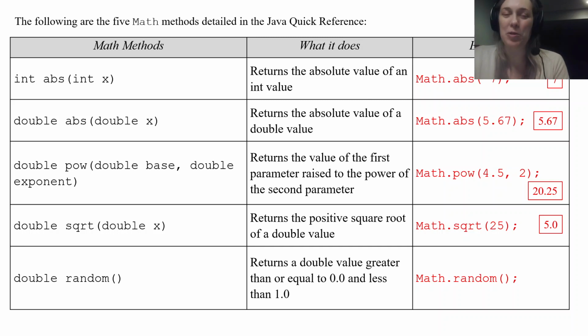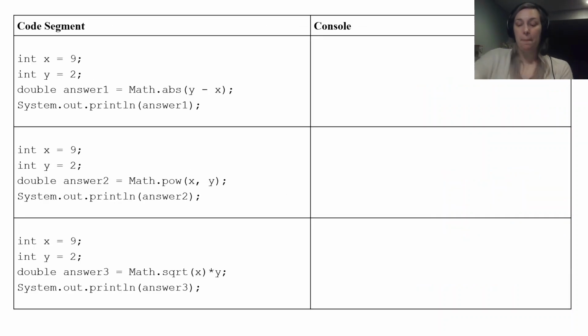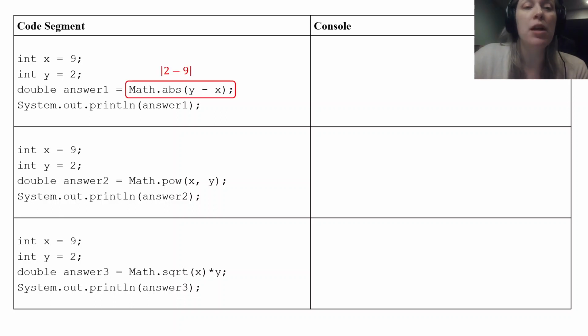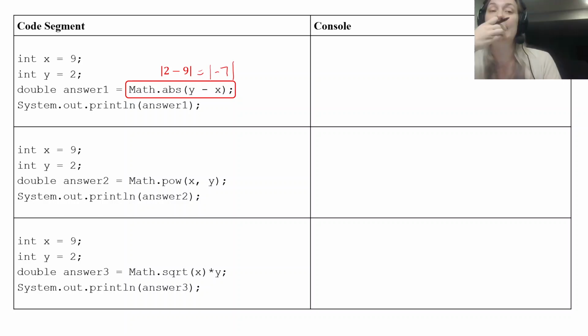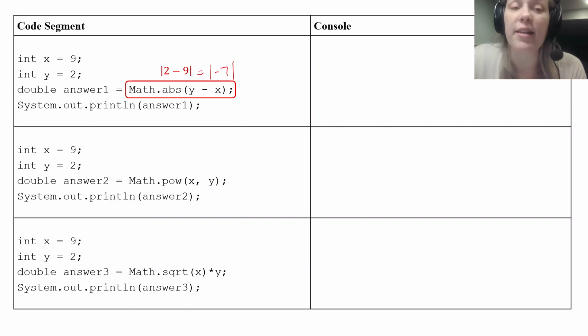But those are your math methods. Those are the 5 we're going to be focusing on. Let's take a look at 3 examples of these working. If I have int x equals 9, y equals 2, and then I want to do Math.abs of y minus x, in parentheses it's going to evaluate that expression first. So y minus x is 2 minus 9, which is negative 7. Once that expression is evaluated, then that negative 7 is passed to the Math.abs method.